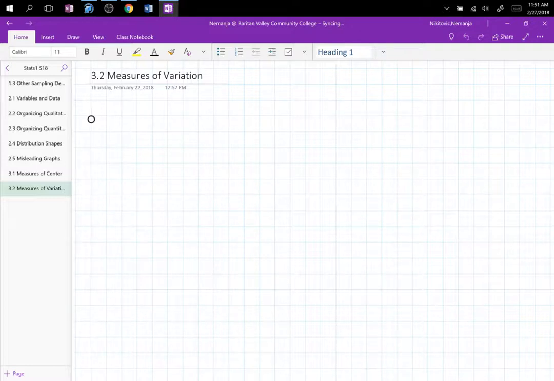So last time we did measures of the center. We did mean, median, mode. We said that we can look at mean, median, mode for sample and for population.